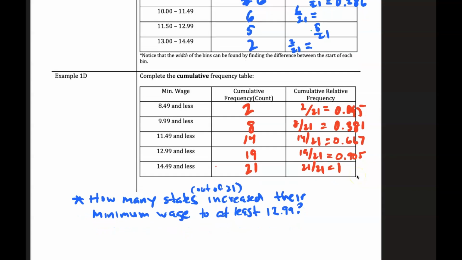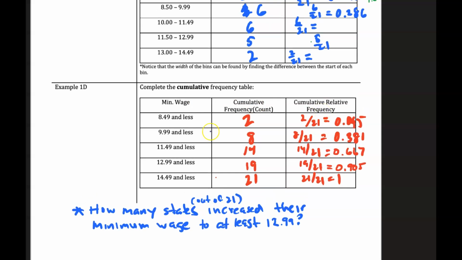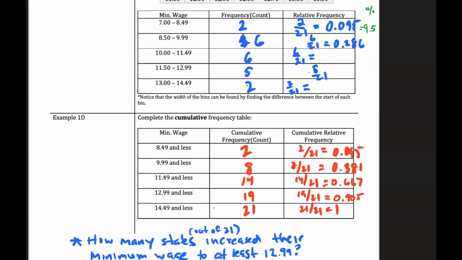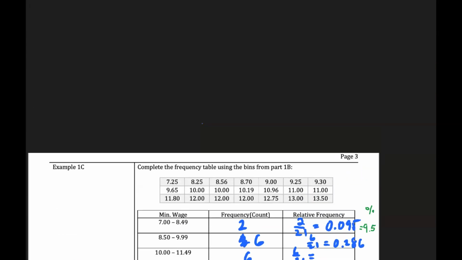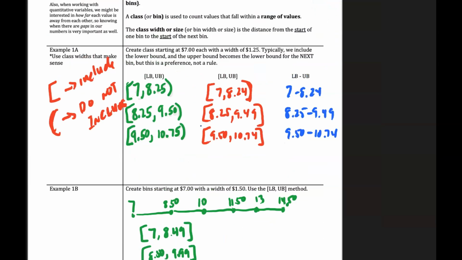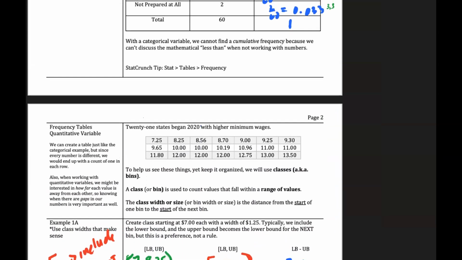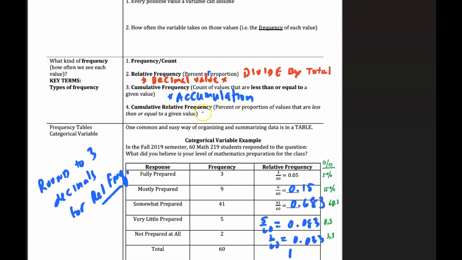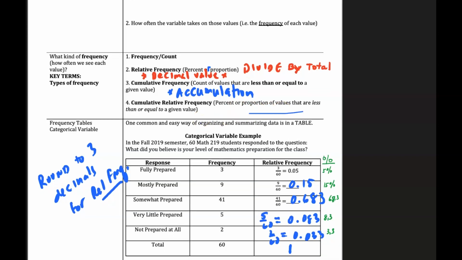The last example we have for this section is on what we call cumulative frequency or cumulative relative frequency. Using our table here, the cumulative frequency is this idea of accumulation. A cumulative relative frequency is the percent or proportion of values that are less than or equal to a given value.